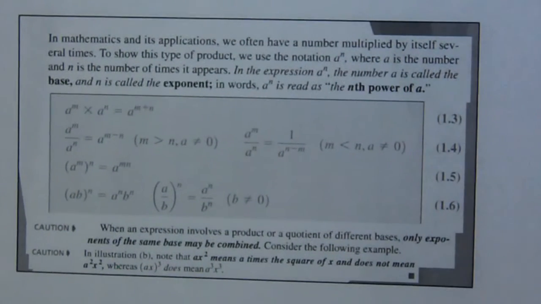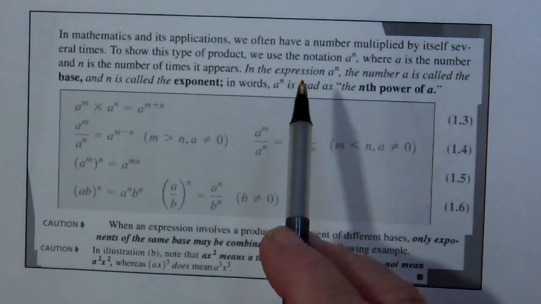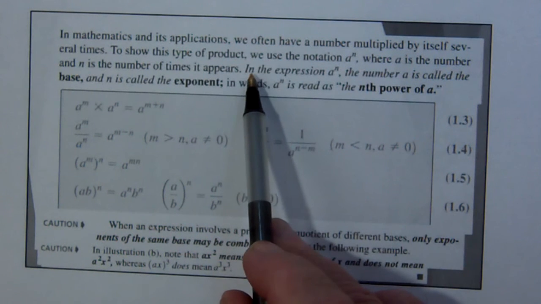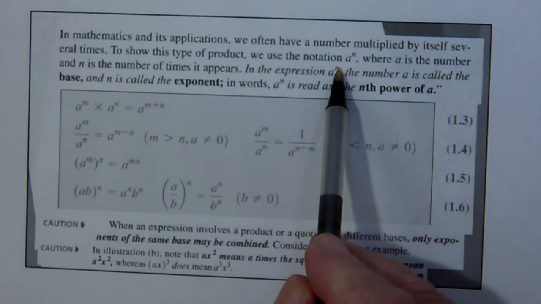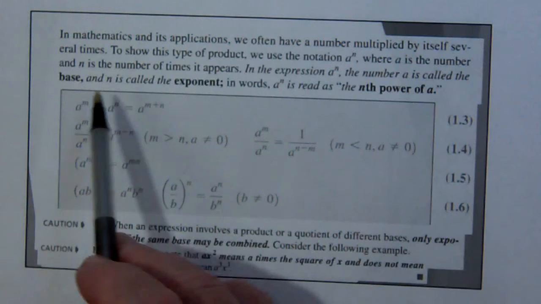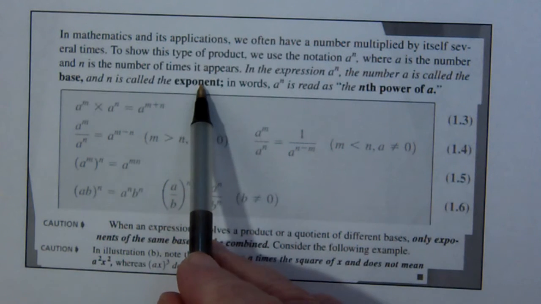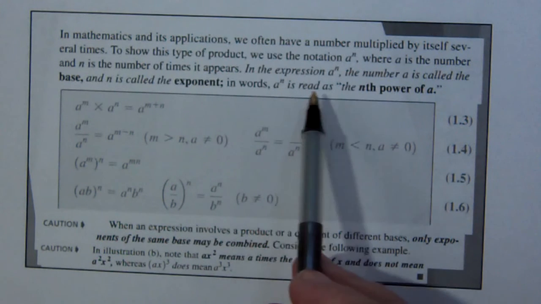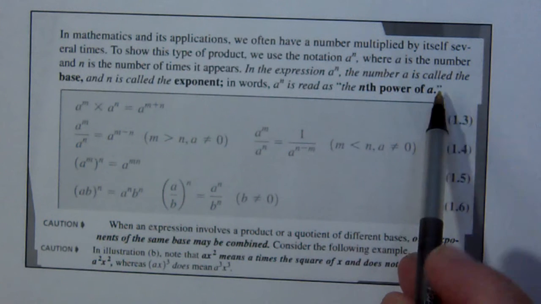Today we're going to discuss exponents. In the expression a superscript n, the number a is called the base and n is called the exponent, and a superscript n is read as the nth power of a.